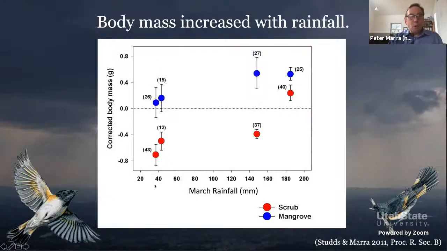And when you have more rainfall, you actually have birds in better condition. So, this is the 0 line. These are birds that would be right on this line. They weighed the exact same amount in the multiple times that we captured them. And so if you're above this line, that means you're heavier the second capture relative to the first capture. But you can see for both birds in the scrub as well as birds in the mangrove, in wetter years, you are maintaining yourself in a better condition than you are in a drier year.